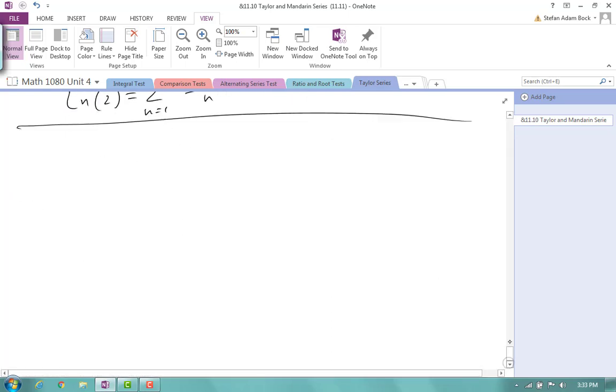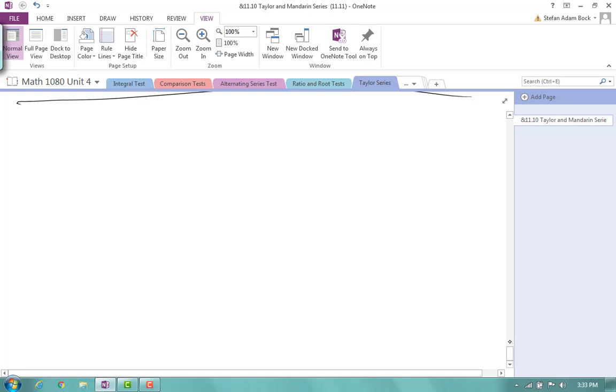For some common functions, we have some common Taylor polynomials. And a lot of them line up with what we did in the previous sections. If I have 1 over 1 minus x, then my Taylor polynomial will actually just be x to the n. Here's the x we've dealt with. This is a sum from n equals 0 to infinity of x to the n over n factorial.